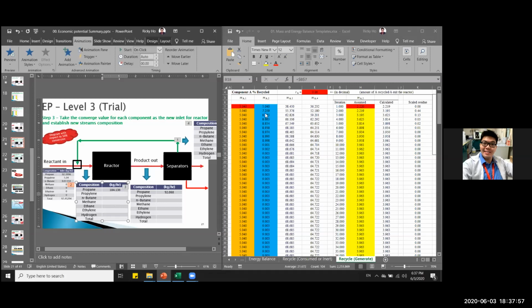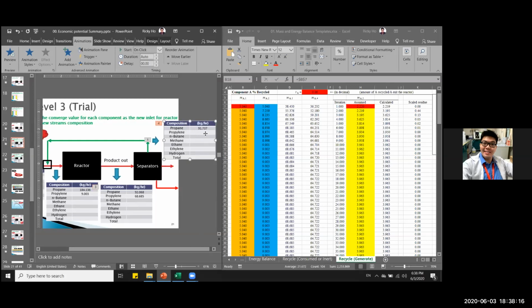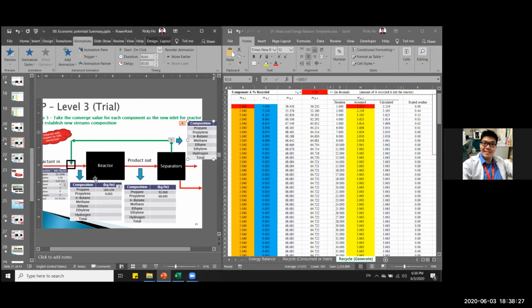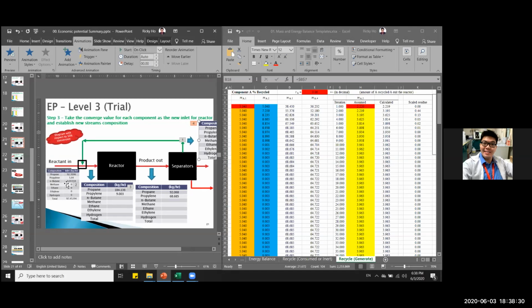So the propylene that's entering, which is the MA2 in the Excel sheet, is 9.003. And the propylene exiting, the MA3, is 68.685. The propylene that is recycled is 3.963. With that, you're done with the second product or the second composition, propylene. Now you have the third one, the N-butane.